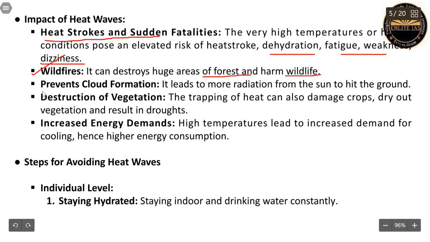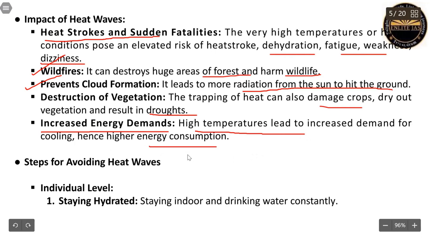Next is the prevention of cloud formation. Since there is too much heat, this will prevent cloud formation, and further the radiation is able to reach the ground and hence increases the heat further. Then destruction of vegetation, that is it may damage crops, there might be droughts, etc. Last but not the least, increased energy demands. Because of the high temperature, people tend to use more cooling, etc., and hence the energy consumption may increase.